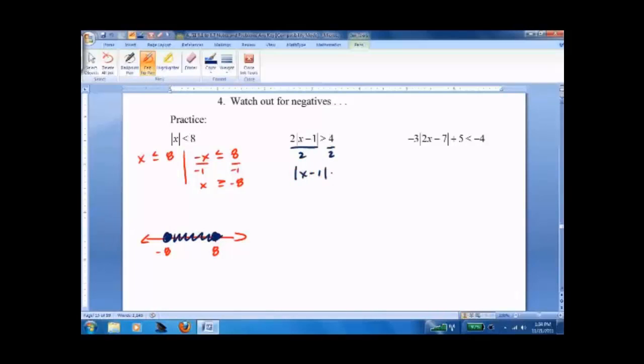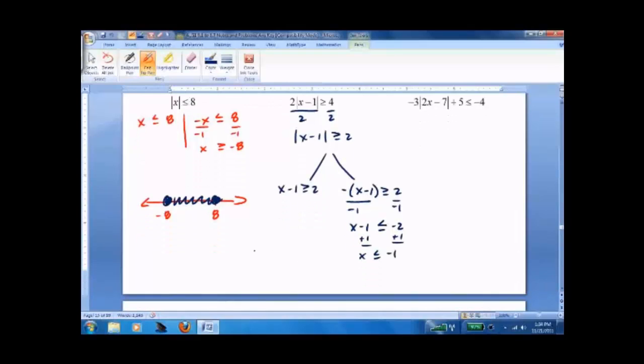Now divide by 2. Absolute value of x minus 1 greater than or equal to 2. Break it into 2 pieces. So we get x minus 1 greater than or equal to 2. It's a greater than now, so we should get 2 arrows. This one's very tricky. Negative x minus 1 is greater than or equal to 2. Divide by negative 1. X minus 1 is less than or equal to negative 2. Plus 1. X is less than or equal to negative 1. For graphing that, we better get 2 arrows.